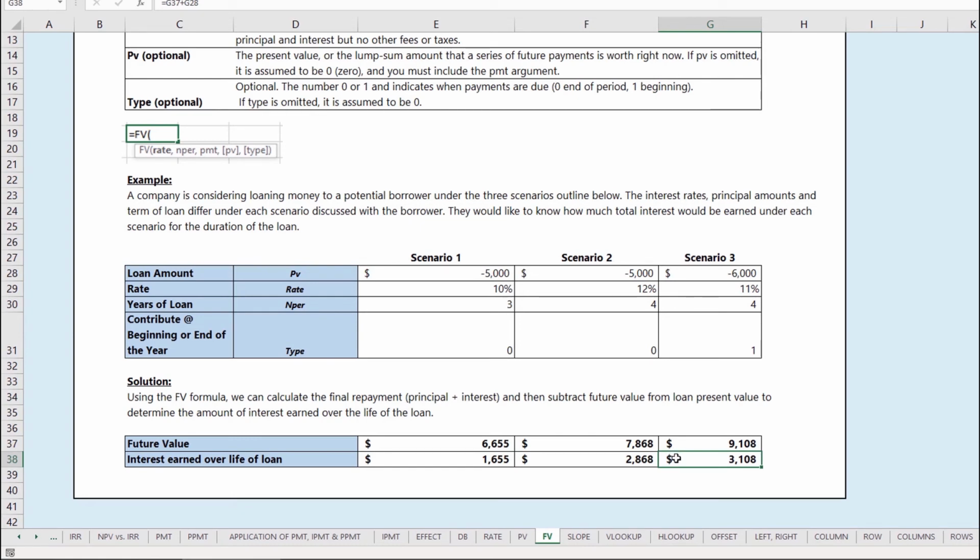So the company might want to make a decision on which one to go with based on the interest earned over the life of the loan, which is the future value minus the present value. So the future value of $9,108 minus the present value of $6,000. If we take a look at the interest earned over the life of the loan, it's $3,108 compared to the other options, which have a lower amount of interest earned when you take into consideration the future value and you compare that to the present value of the loan.